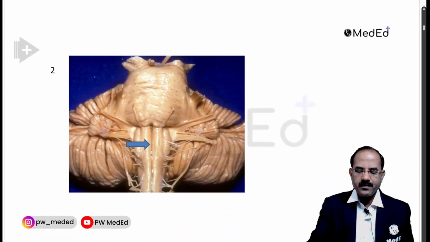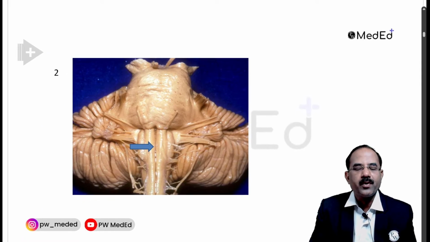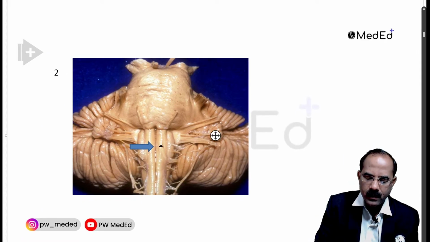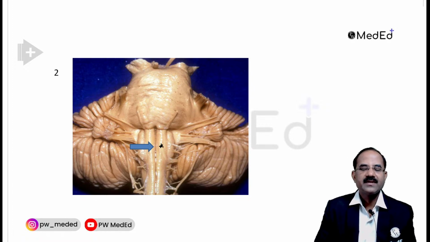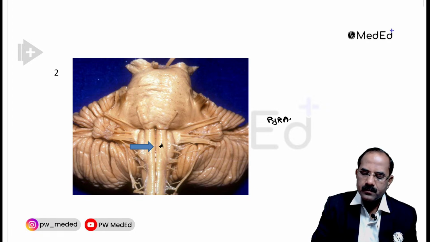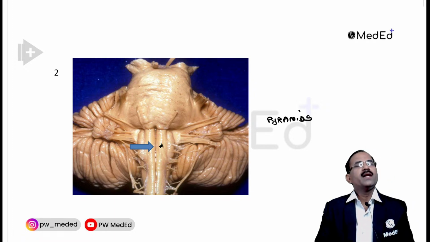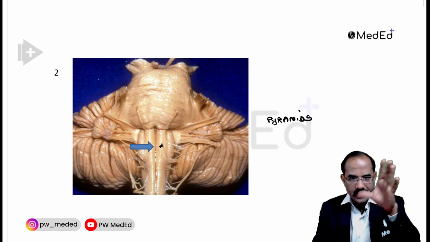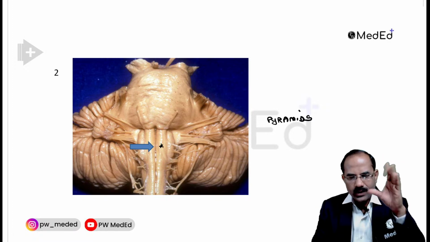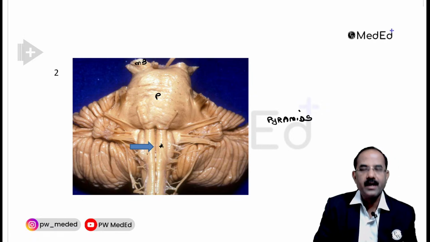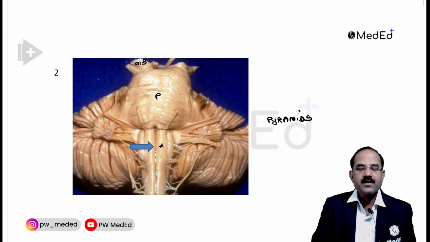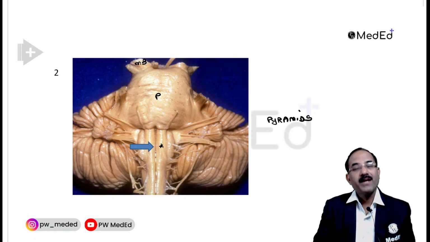Students, a visual slide for you. Can you identify this pointed structure? This one. I'll put a star for you. Any guesses? These are the pyramids. Okay. And how are the pyramids formed? This is the medulla. What are you looking at? That's a brainstem, right? So this cut is the midbrain. That's the pons, and this is the medulla, right? And what is this pointed structure in the medulla? That's the pyramids.